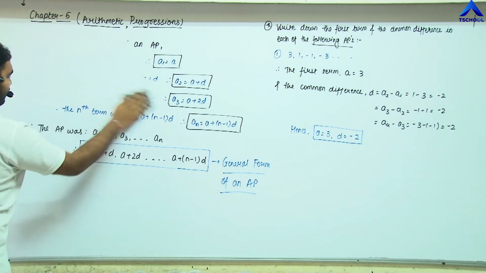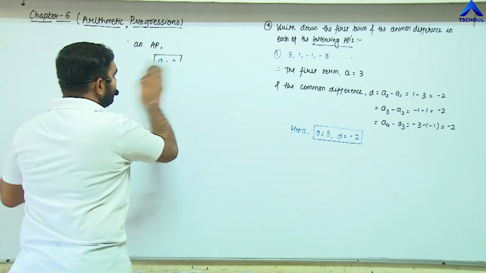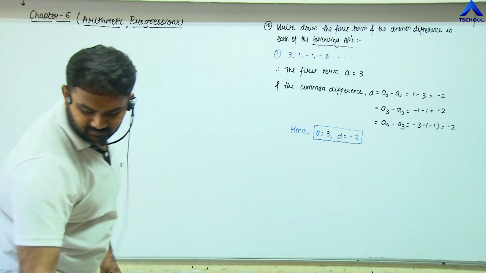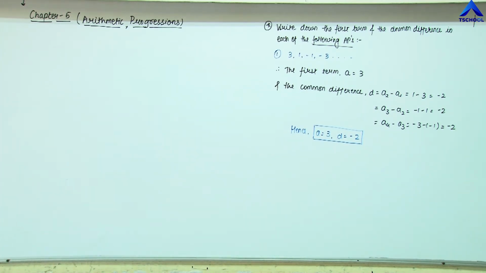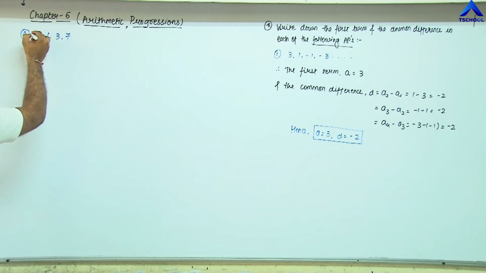So I'm going to erase this, the general form. I think you might have noted down this, right? Okay, let me keep it as it is here. The second example, that is minus 5, minus 1, 3, 7. Sorry, it is minus 5, minus 1, 3, 7. No? I made a mistake over here. Sorry. Up to so on.